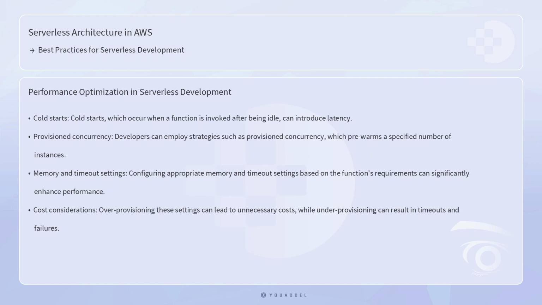Performance optimization is a crucial consideration in serverless development. Cold starts, which occur when a function is invoked after being idle, can introduce latency. To mitigate this, developers can employ strategies such as provisioned concurrency, which pre-warms a specified number of instances, ensuring that functions are readily available to handle requests. Additionally, configuring appropriate memory and timeout settings based on the function's requirements can significantly enhance performance. Over-provisioning these settings can lead to unnecessary costs, while under-provisioning can result in timeouts and failures.